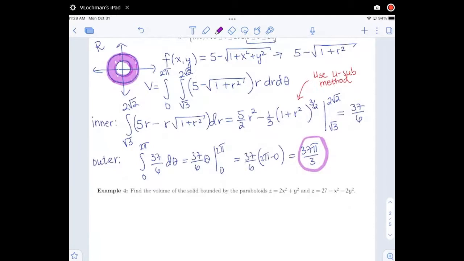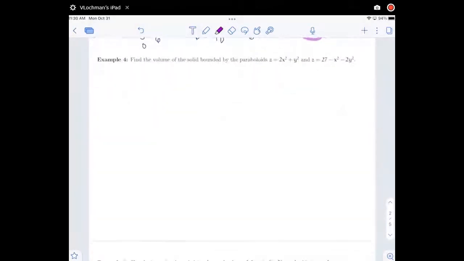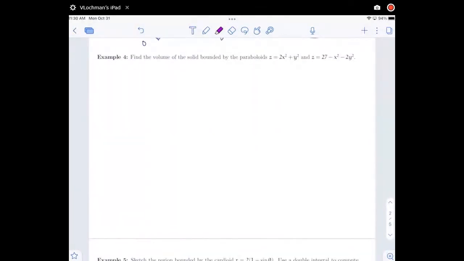The next problem is a little bit different. Here, we're not given the region of integration. We're just asked to compute the volume of the solid bounded by the two paraboloids. In this case, to visualize what that actually looks like, you could use Wolfram Alpha to see what those paraboloids look like.